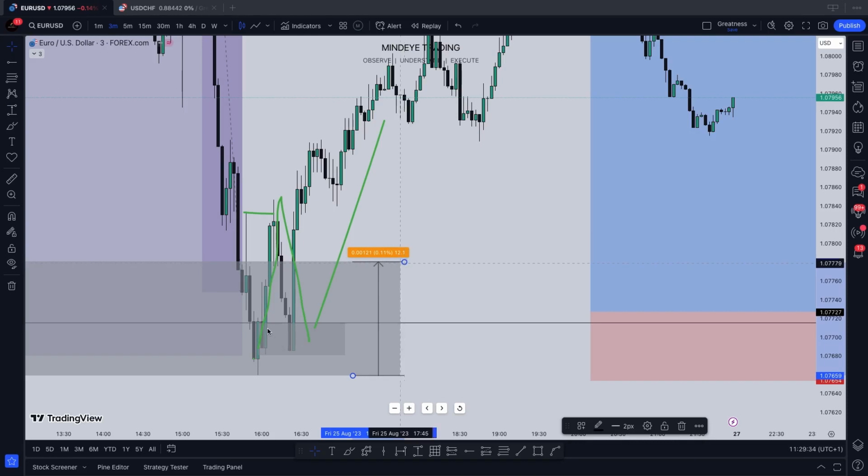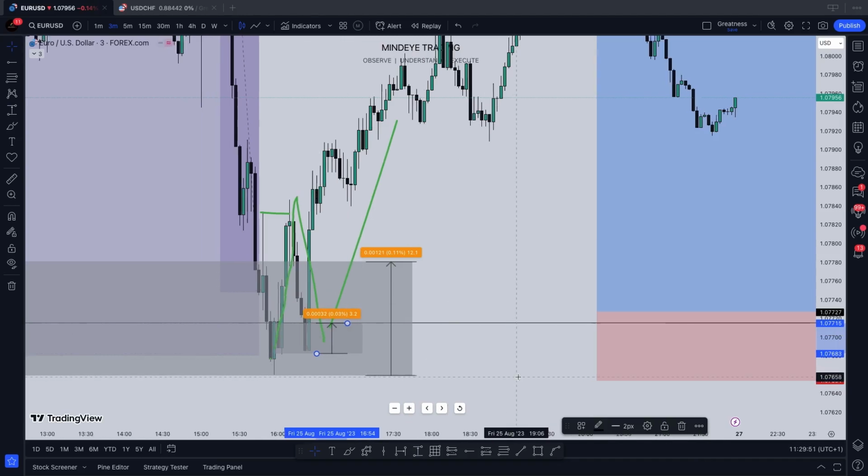12.1 pips, but now refining it down to this area, you would have your new area to be here, this point, and you will now have, instead of 12.5 pips, just 3.2 pips. You can see how it was reduced.